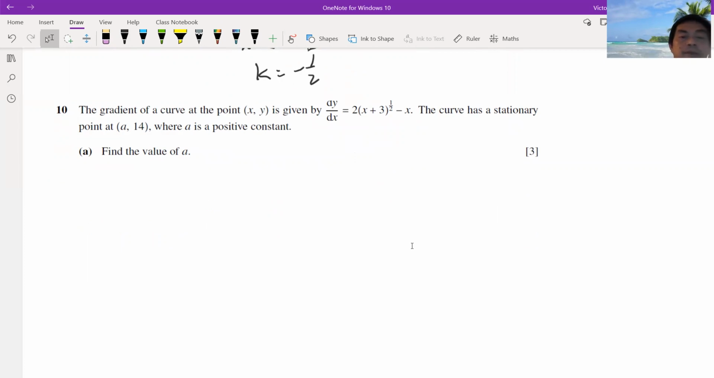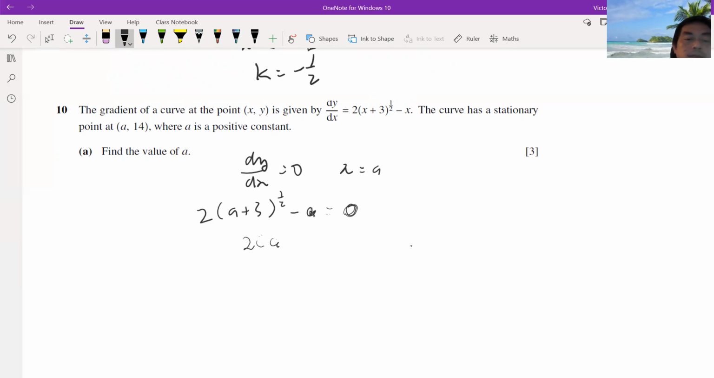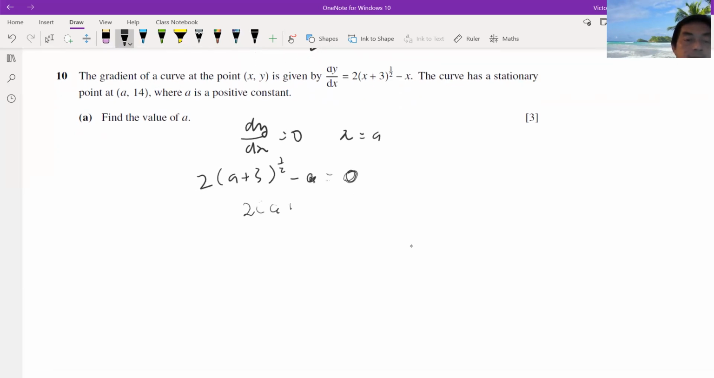So at a stationary point, dy/dx equals 0, when x is a. So you have (2a + 3) to the power half, that's a, equals 0. So 2a, what?